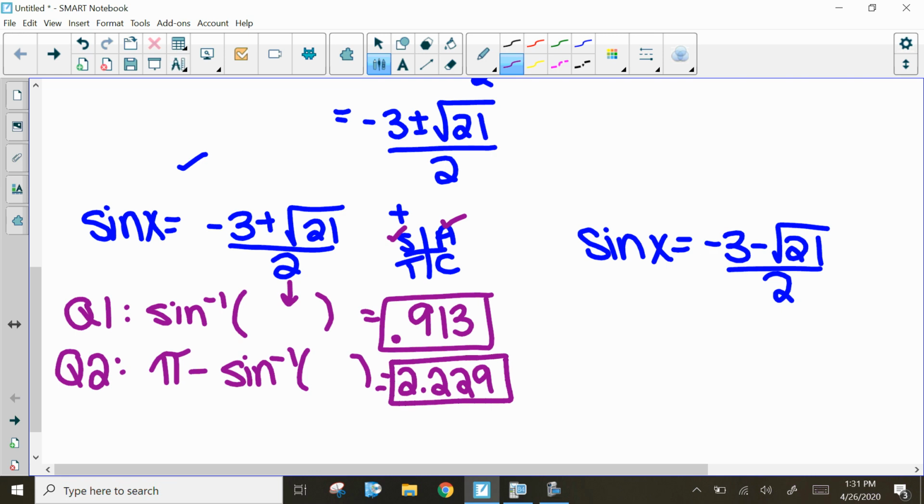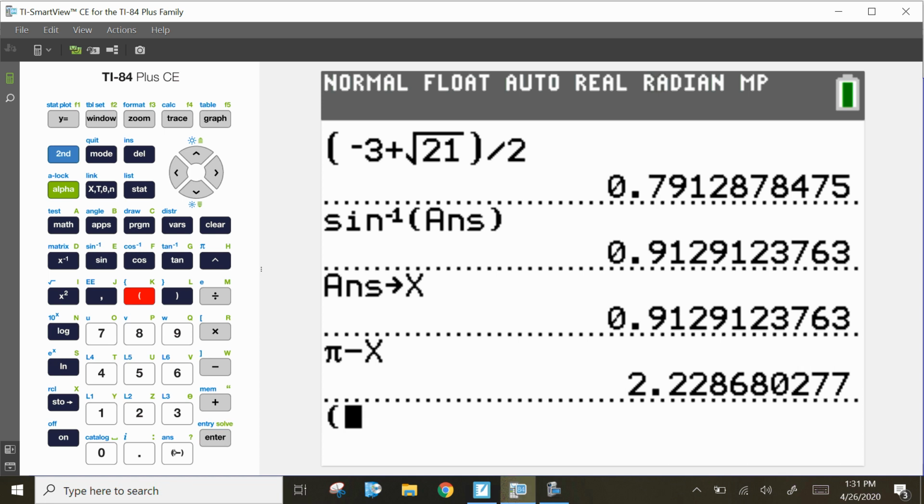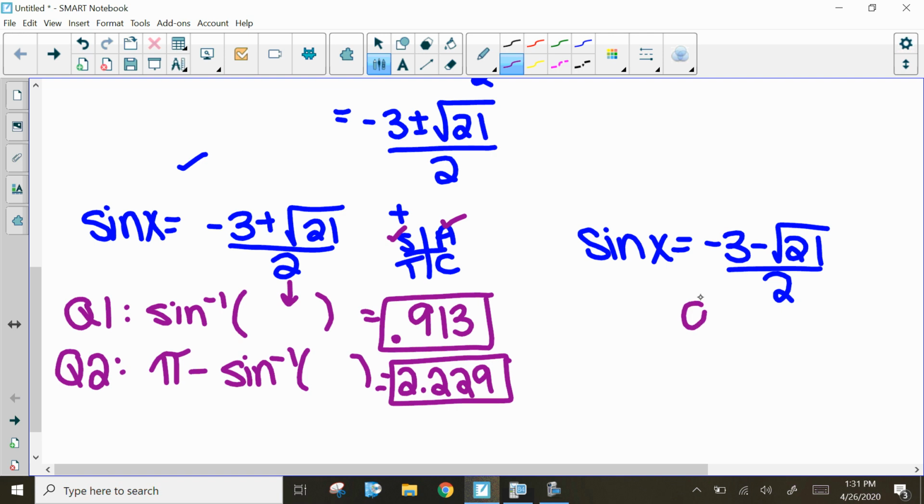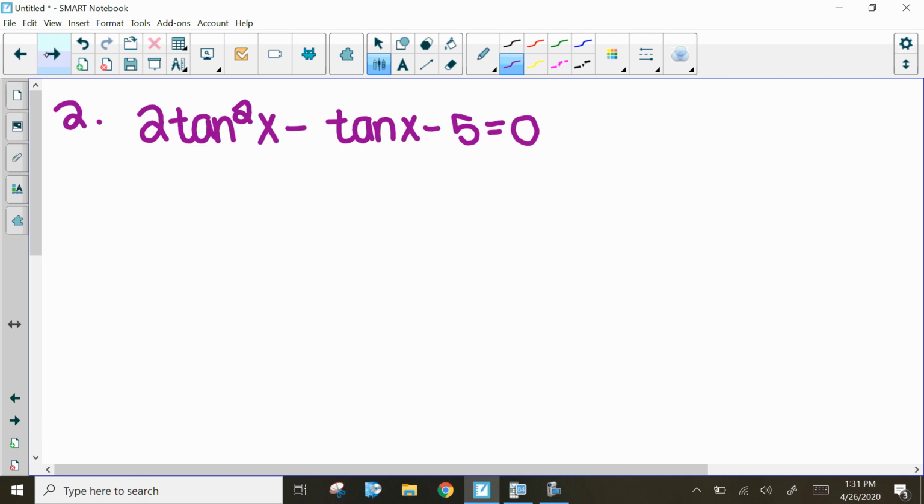Okay, so I'm going to have to do the same thing over here. I need to first make sure that negative 3 minus root 21 over 2 is in my domain. So negative 3 minus root 21 over 2. It is not in my domain. It's not between negative 1 and positive 1. That equation does not work. So I get 2 answers just from that first part. Sometimes you'll get problems where you get solutions for all 4 parts, and you'll get some where you only get it for 1 equation. And we'll kind of go through a few different problems like that.